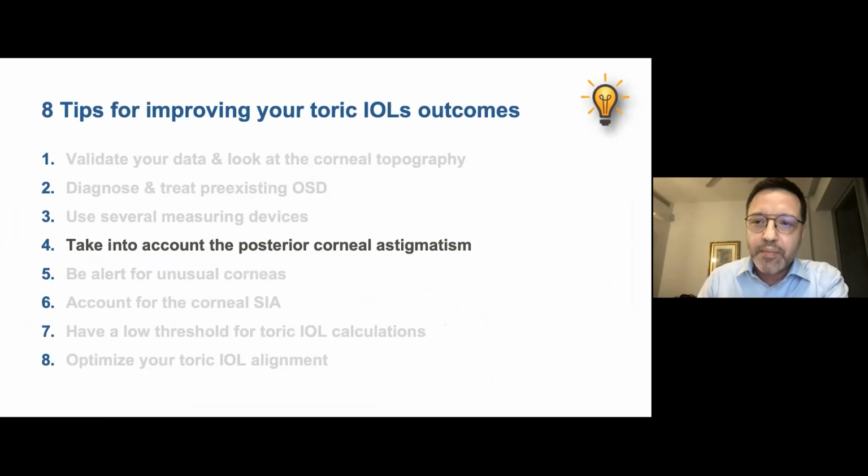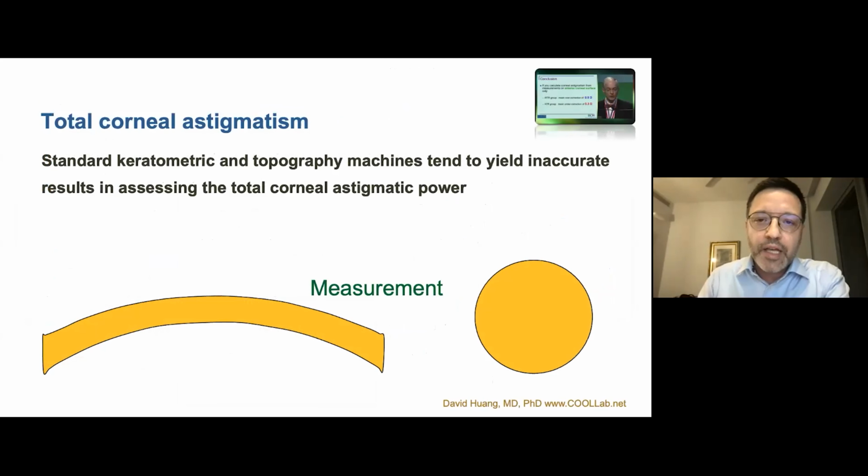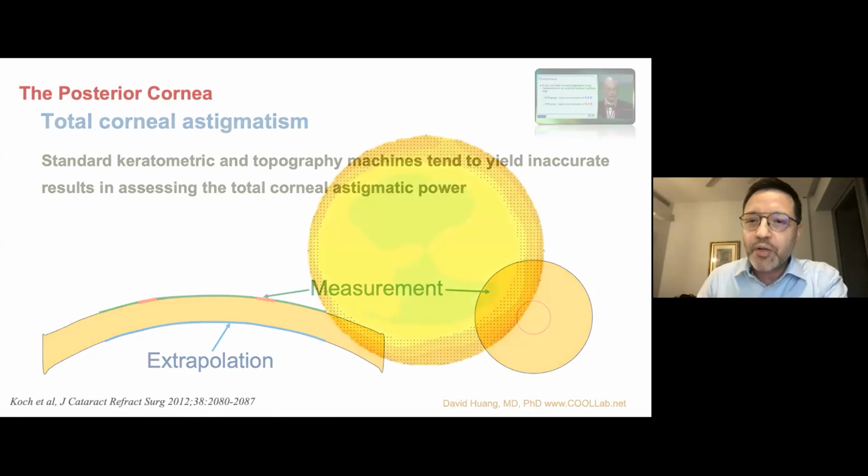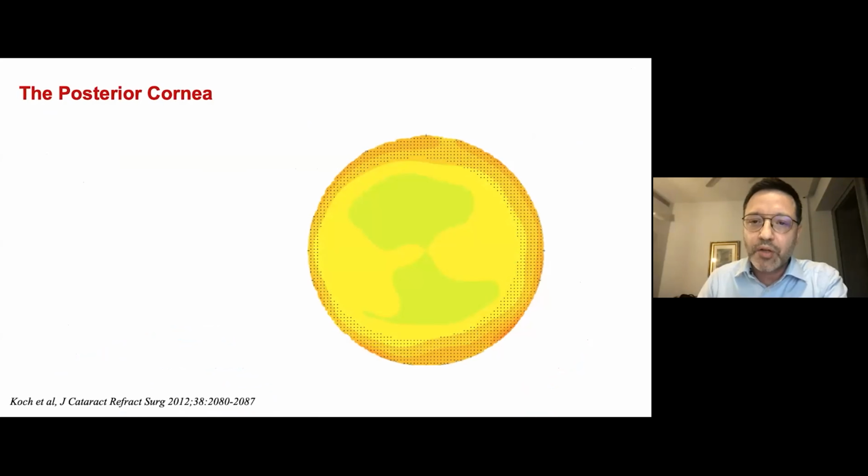Now moving to the next tip, which is to take into account the posterior corneal astigmatism. Today it's common knowledge that standard keratometry and topography machines tend to yield inaccurate results in assessing the total corneal astigmatic power. They measure the anterior corneal curvature, and they assume that there is a fixed ratio between the anterior and the posterior surfaces of the cornea, which we know is not correct, mainly thanks to Doug. We know that most of the posterior corneas are steep along the vertical meridian, and we also know that the posterior cornea acts like a minus lens.